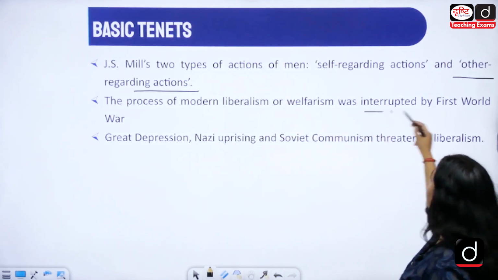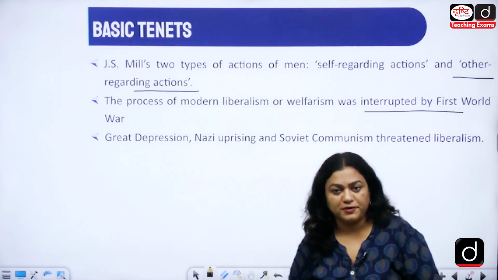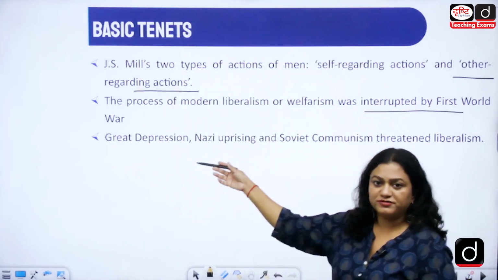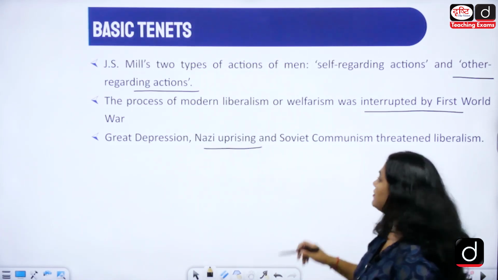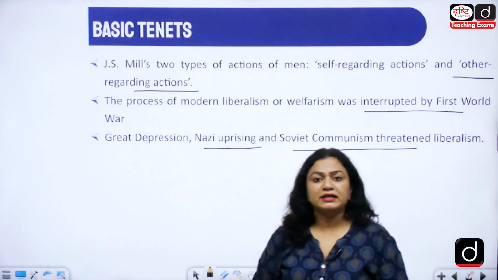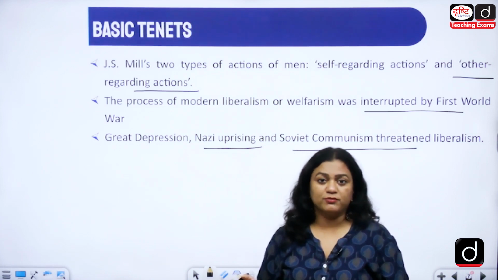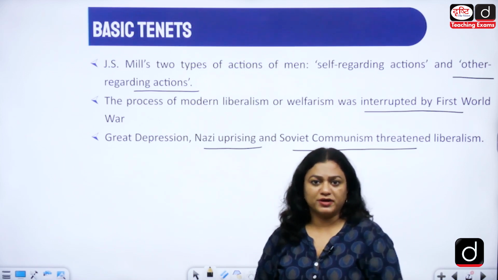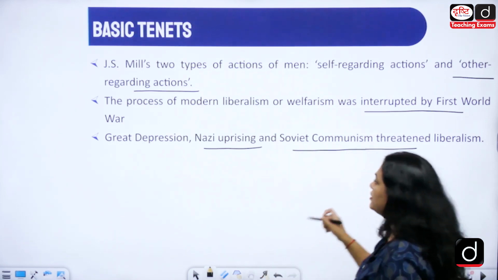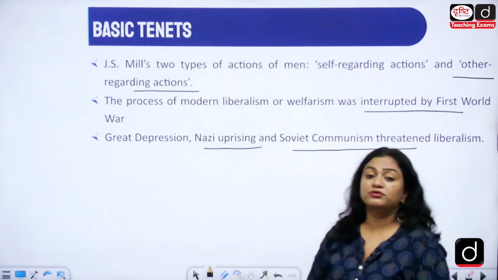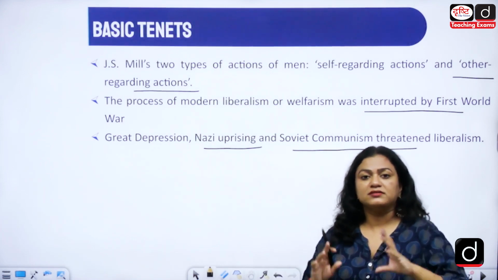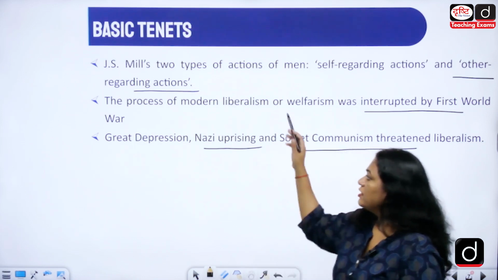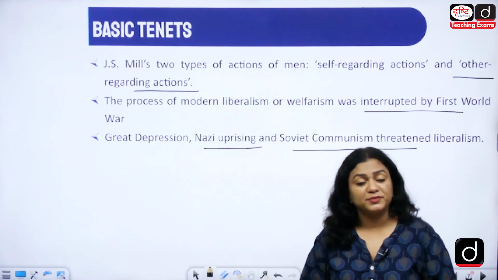The process of modern liberalism or welfarism was interrupted by the First World War. Then there were many other developments as well, like the Great Depression of the 1930s, then the Nazi uprising in Germany, then Soviet communism. All these things threatened liberalism. As you know, Hannah Arendt spoke about the totalitarian movements of the early 20th century. She accused Nazism and Stalinism of being among the best examples of totalitarian movements, and she also criticized modernity. So the Nazi uprising and Soviet communism had the potential to threaten liberalism. Here the idea was that the state as a provider of welfare, of the common good, was threatened, because after these events the world was plunged into the Second World War.